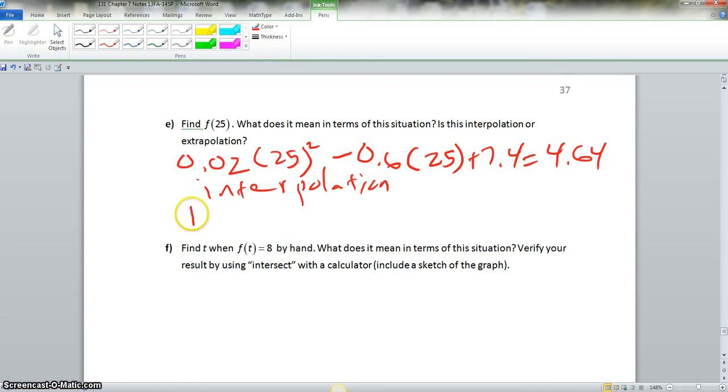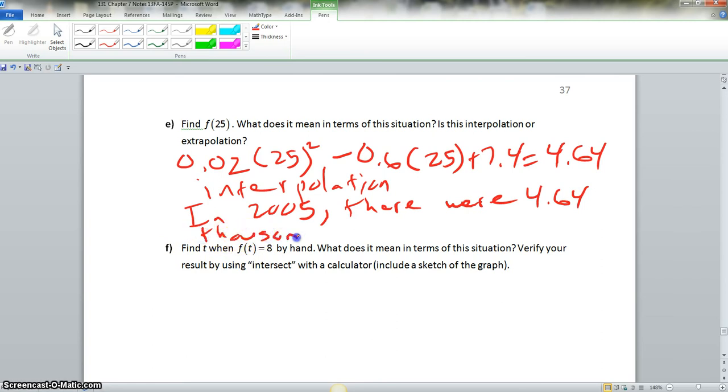And then we will put in 2005. There were 4.64 thousand motorcycle deaths in the U.S.